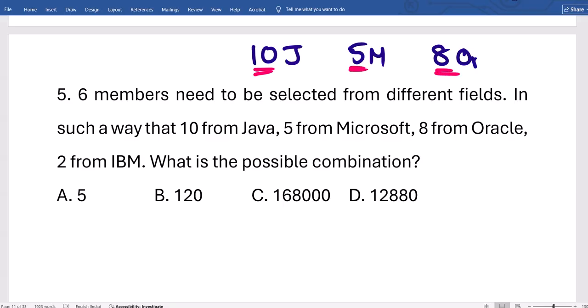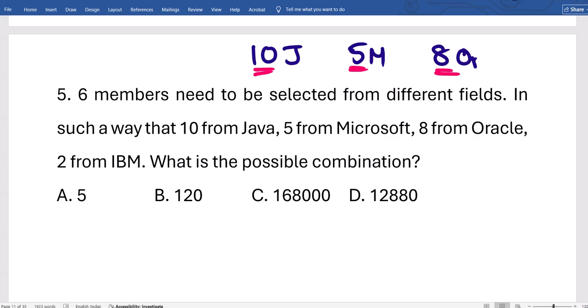Maybe you can select 4 from Java, 1 from Microsoft, 1 from Oracle: 4, 1, 1. Or it can be 3, 2, 1. You have to try all those possibilities. That's why the answer is 12,880,125, a lot of combinations are there. Try this question, let me know the answer. Do you understand the question? How many people you need to select? 6. Don't say out of 23.